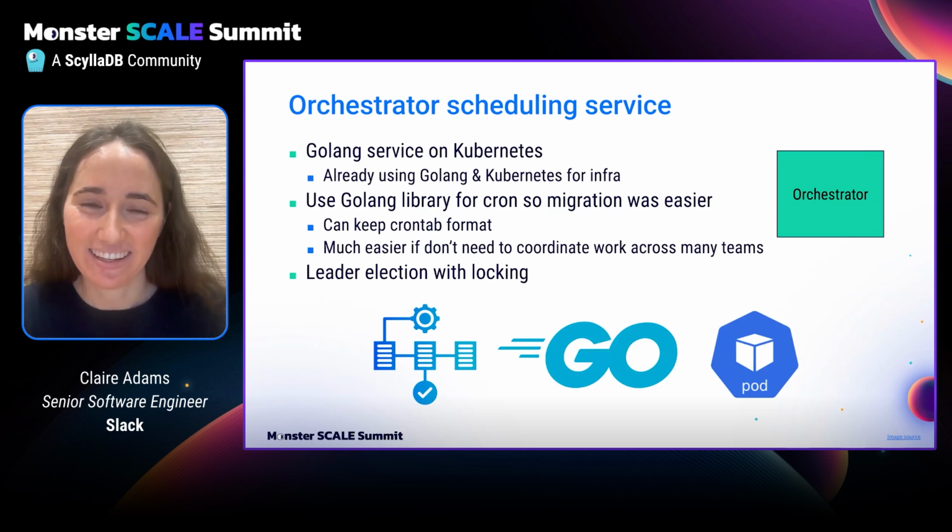So to dive in, our orchestrator scheduling service is a Golang service on Kubernetes. We were already using Golang and Kubernetes for infrastructure, so it made a lot of sense to reuse them for this new orchestrator service. We're trying to decrease maintenance burden, so using the technologies we already have was a key part of this project. Golang has a really nice library for Cron, so it was easy to reuse.